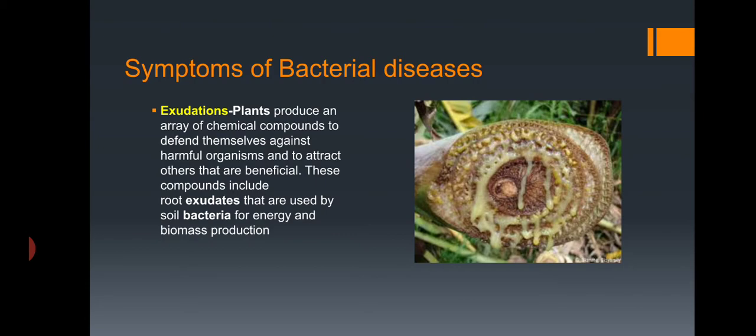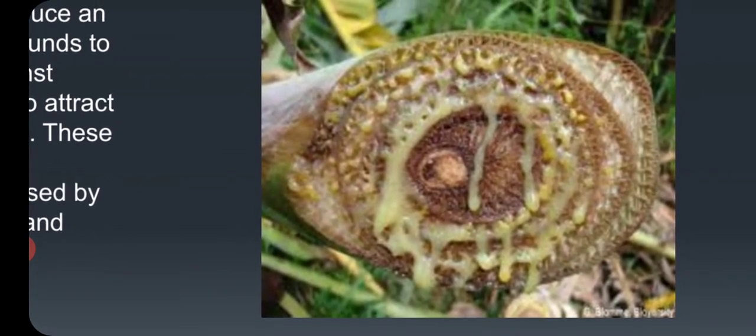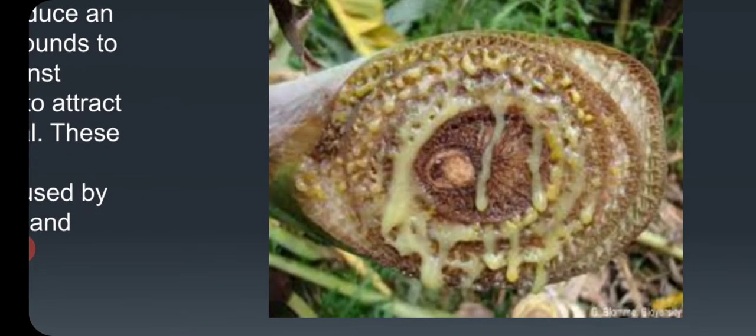Next we will study the bacterial symptoms, that is the symptoms of bacterial diseases. Here it is very easy to find out because of the exudations. Plants produce an array of chemical compounds to defend themselves against harmful organisms like bacteria. These compounds include root exudates that are used by soil bacteria for energy and biomass protection. After a bacterial infection, suppose we cut the stem area of the root, then we can see these exudations.